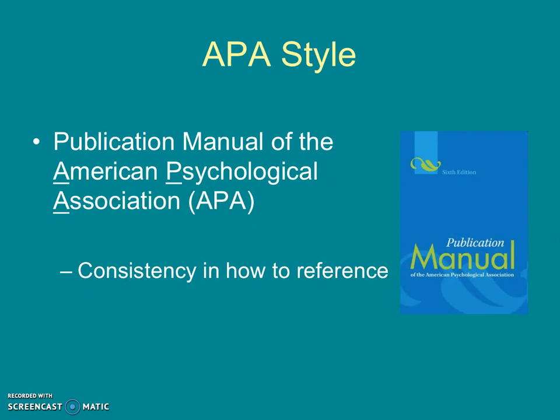APA style is a style of citation or referencing that comes from the American Psychological Association. People working in the field of psychology are all familiar with APA style. Anytime you want to publish anything, write a doctoral dissertation or a master's thesis, or a big paper in a psychology class, you're going to use the guidelines set forward by the American Psychological Association. People in other social science disciplines often use APA style as well because it's such a nice, consistent way of referencing information.